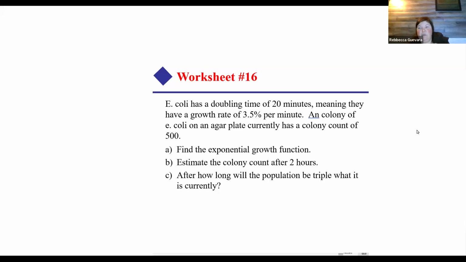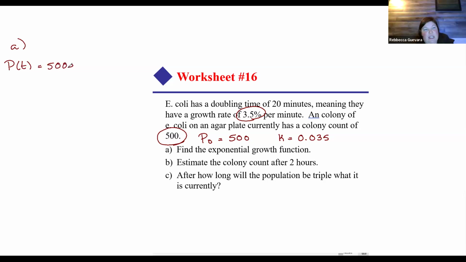All right, so the doubling time, we don't have to really worry about that so much, because it's telling me the growth rate. And here it's telling me my population. So the initial population is going to be 500, a colony count of 500, and my rate is going to be 0.035. So for A, my formula is going to be P of t equals 500 e to the power of 0.035t.